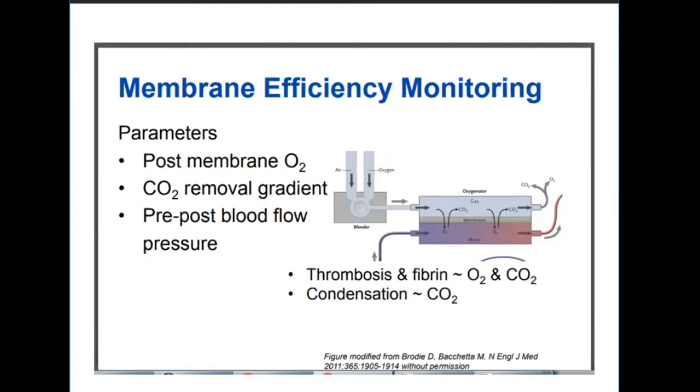Okay, so the membrane efficiency monitoring. The way we can determine the membrane efficiency is the post-membrane oxygen and CO2 removal gradient. If you have better CO2 removal and the post-membrane oxygenation is more than 500 with a FiO2 of 1, that means your membrane is functioning well. There are certain factors which produce problems with the membrane: thrombosis and fibrin formation, which lead to poor oxygenation and CO2 removal. Condensation, because we are also providing the heater, will also have a bad effect on the membrane.